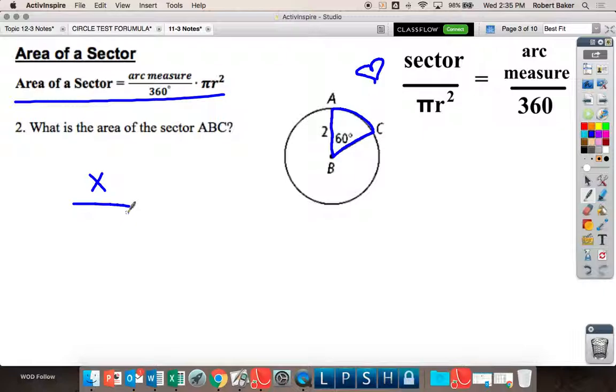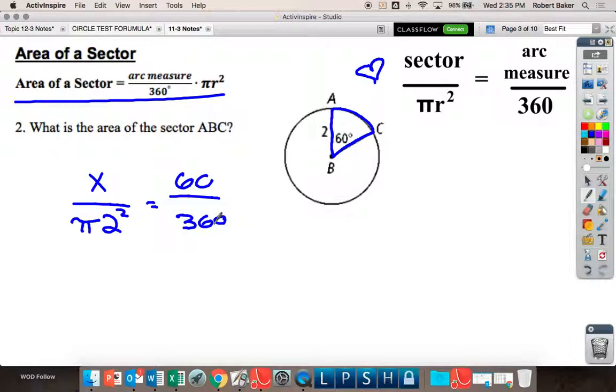Now, what is the area of the circle? Pi r squared. You can do that all in one step if you'd like. I'm going to write it out all the way. Now, how many degrees describe that sector? 60. Over how many degrees in a circle? 360.